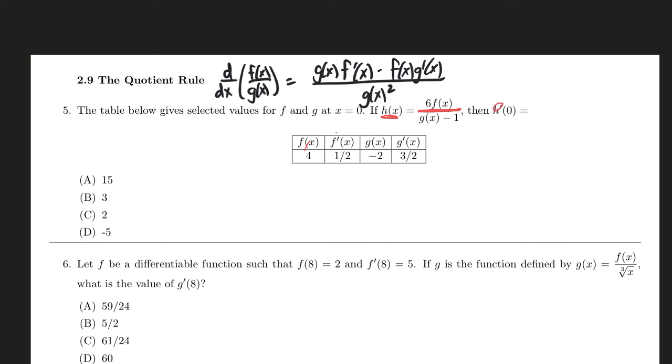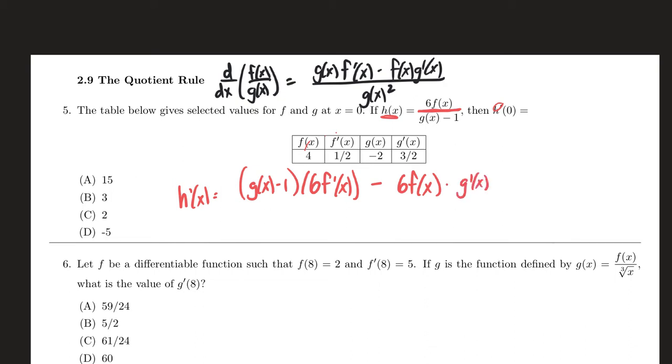To find h prime, we do the original bottom of the fraction, so g of x minus 1, times the derivative of the top. This 6 is a constant multiple, so that'll stay, but f will turn into f prime of x. Then we subtract the original top function times the derivative of the bottom. The derivative of the bottom is going to be g prime of x. The 1 goes away because you're taking the derivative of a constant all by itself. And that's all over the original bottom squared.